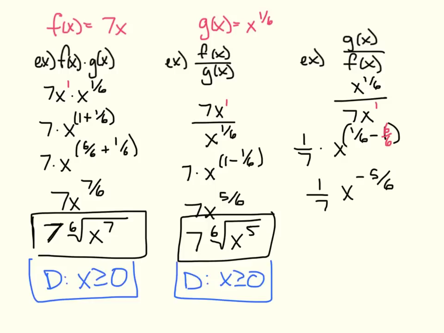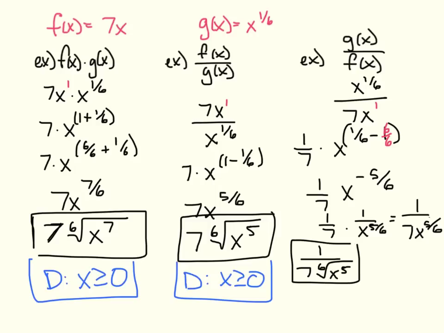Now, what do we know about negative exponents? Yeah, they're in the wrong spot. So this is the same thing as 1/7 times 1 over x to the 5/6. Well, that's just 1 over 7x to the 5/6. Or if I wanted to write it in radical form, that'd be 1 over 7 times the 6th root of x to the 5th.